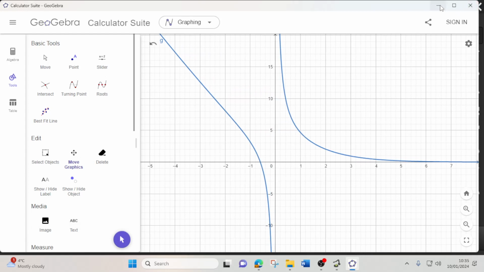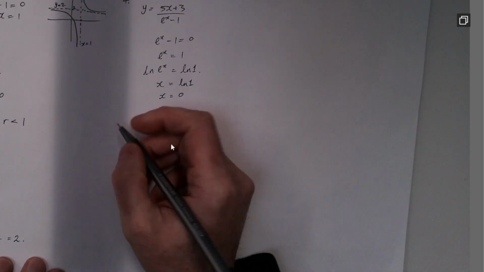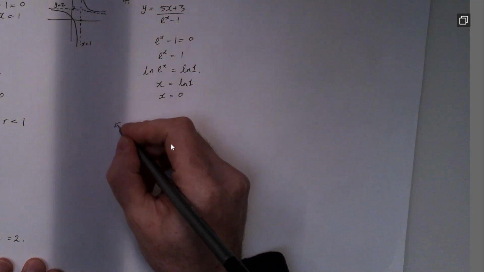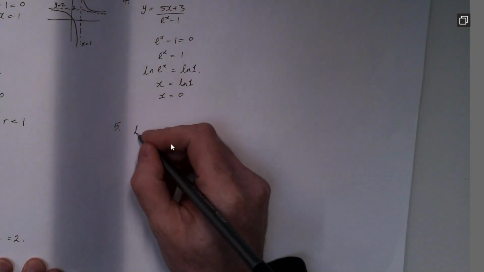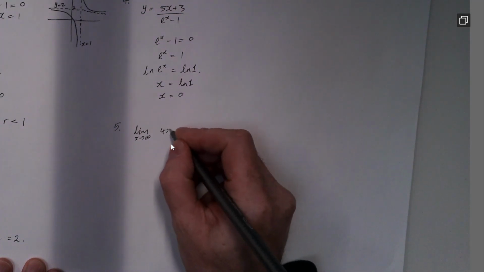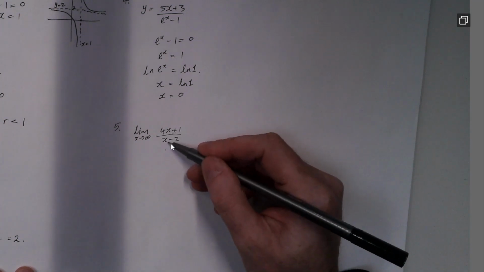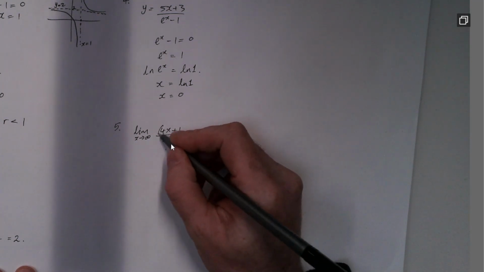Okay. Right. So question for the quick: evaluate each of the following limits. Now, the limit as x goes to infinity of x plus something over x minus something. The limit is 4 over 1.